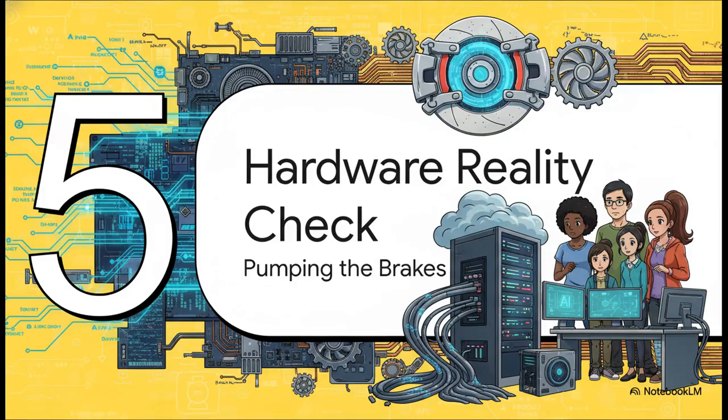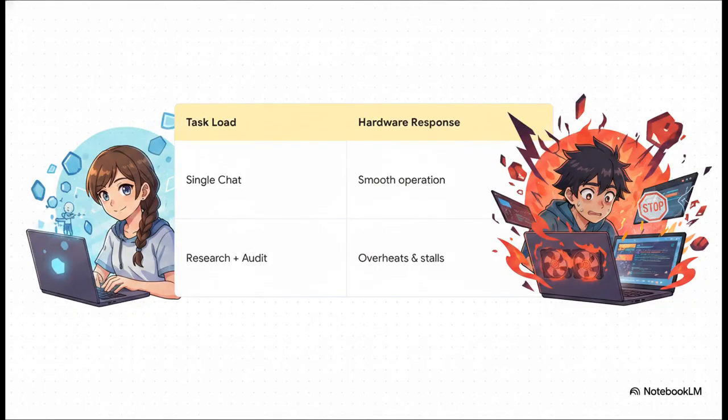Section 5. The Hardware Reality Check. Pumping the brakes. All right, so everything we just talked about, deep research, multiple personas, background audits, sounds absolutely incredible. But we need a reality check. Because moving these processes from massive cloud server farms directly onto your desk comes with a heavy physical toll. There is an immediate, undeniable friction to local AI operation.